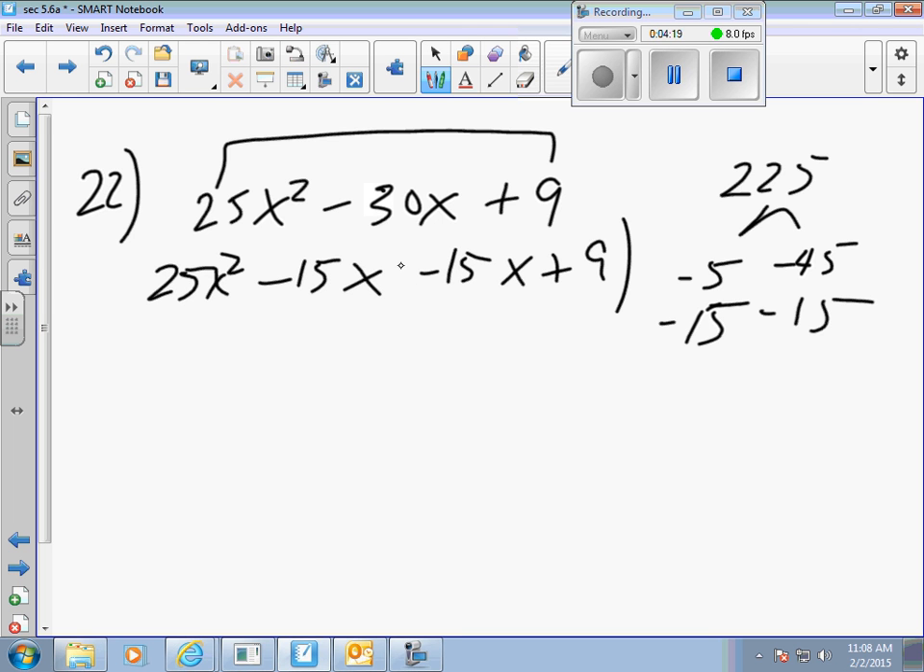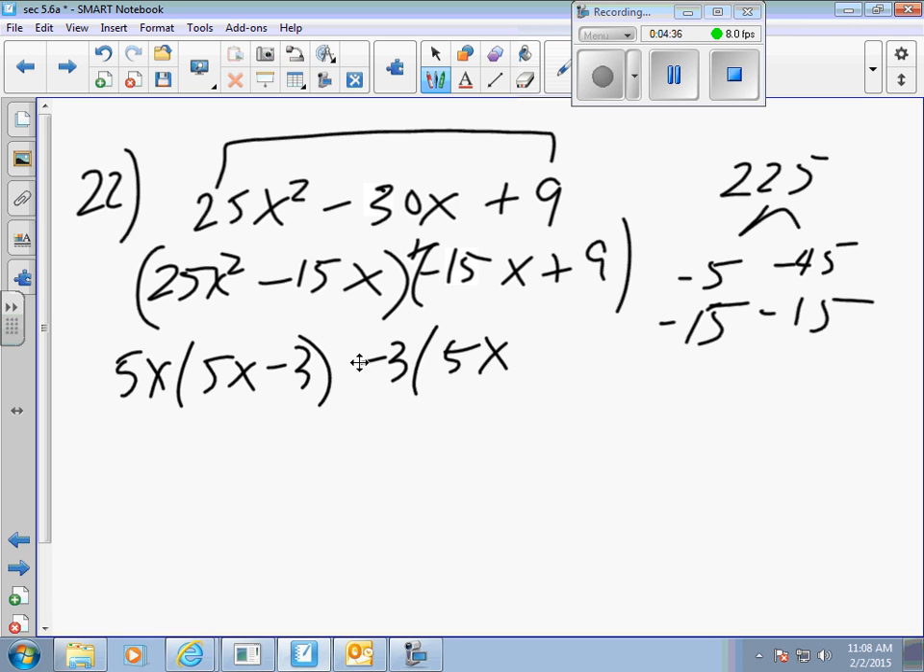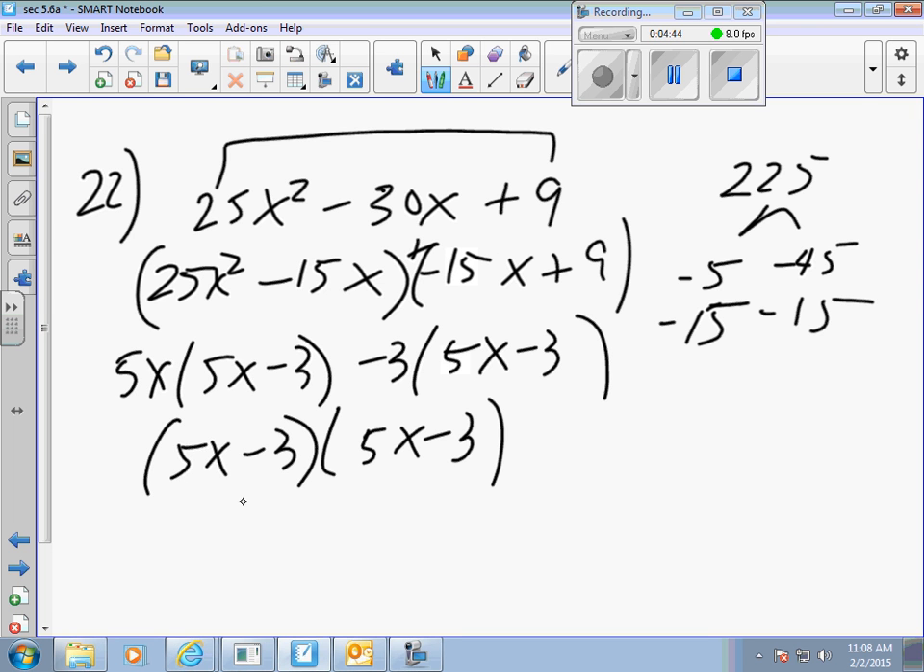So then I'm going to replace my middle terms with negative 15x and negative 15x plus 9. And then we're going to do it by grouping. Make sure you bring that negative in on the third term. Make it positive between there. Greatest common factor is going to be 5x, leaving me with 5x minus 3. Greatest common factor is going to be a negative 3, leaving me with 5x minus 3. And I regroup that. And similar to the last example, this one also has two of the same factors. So we're going to, again, write it as 5x minus 3 squared.